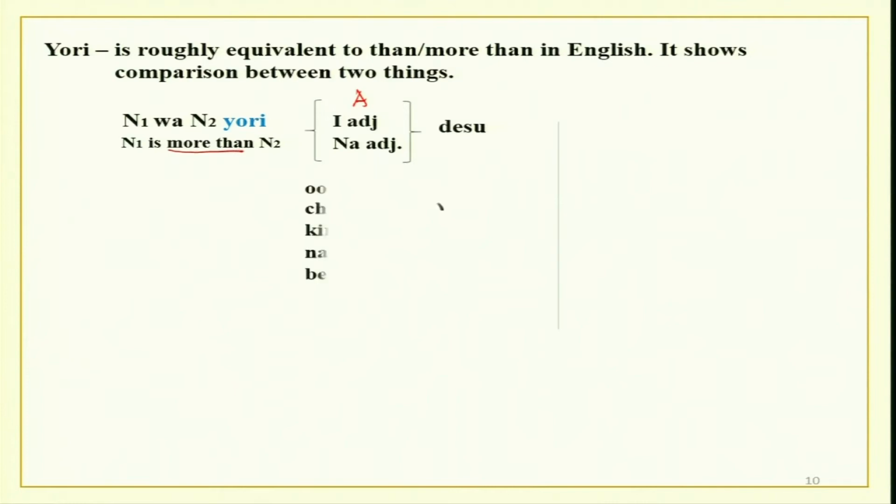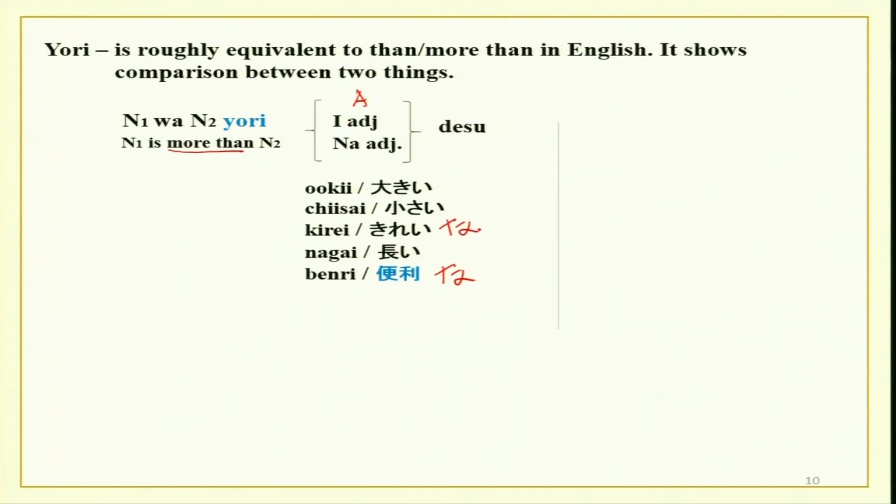Now how will you use it? Just see, noun 1 wa, noun 2 yori, oki desu, or chisai desu, or kirei desu, nagai desu, benri desu. This is a na adjective. All others are i adjectives.